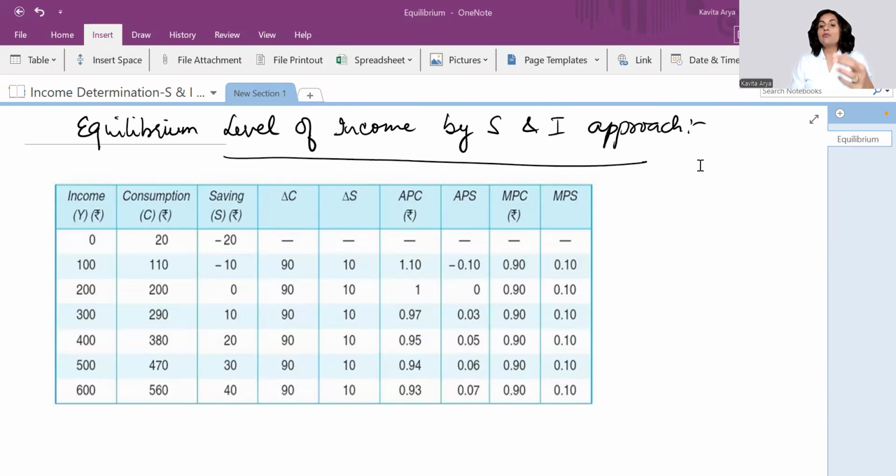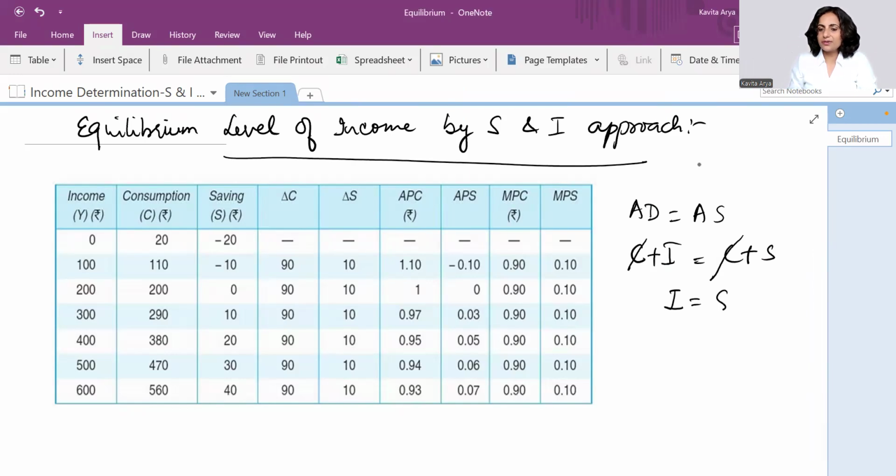Now, S&I approach. Why are we doing the S&I approach? I did tell you in the previous video as well that when we say AD is equal to AS, that is the condition of equilibrium. AD is made up of C and I, and AS is made up of C and S. So mathematically, C gets cancelled with C, and hence we land on another expression of the same approach. That is, if we go by the S&I approach also, we would land on the same value of equilibrium level of income and employment in the economy.